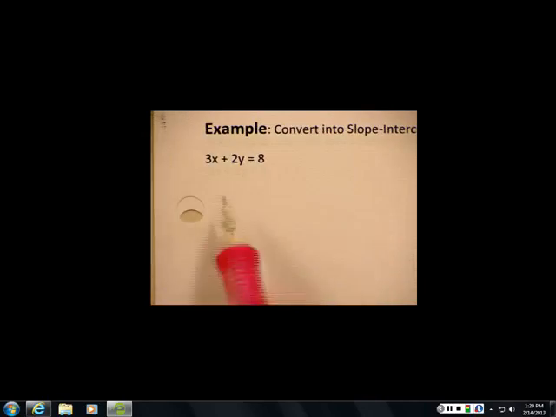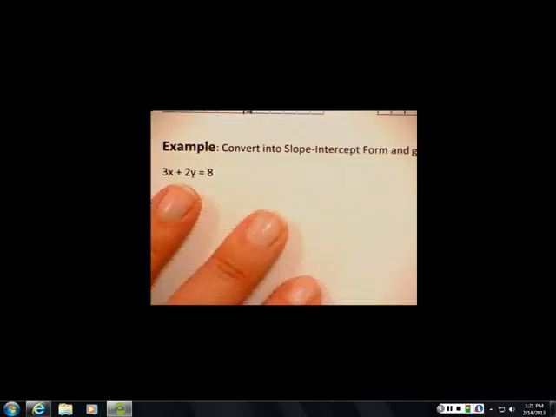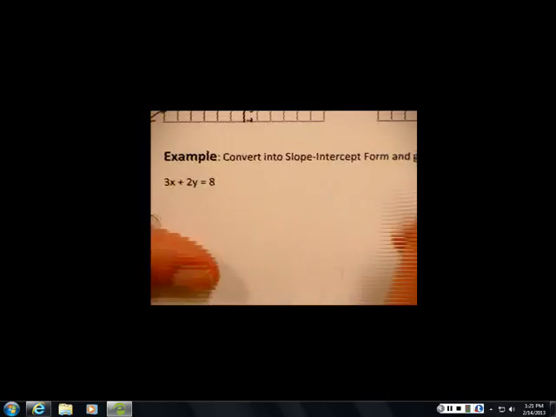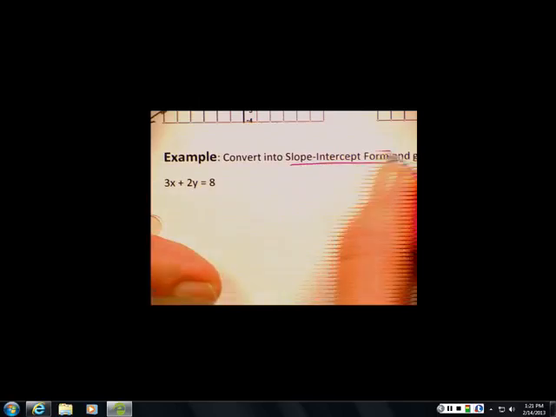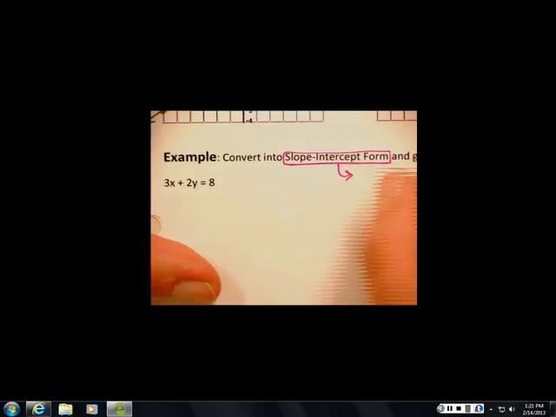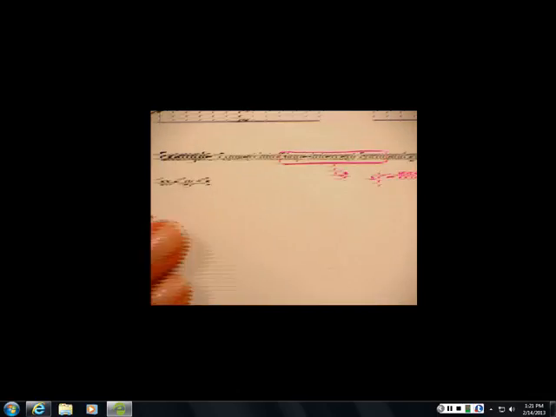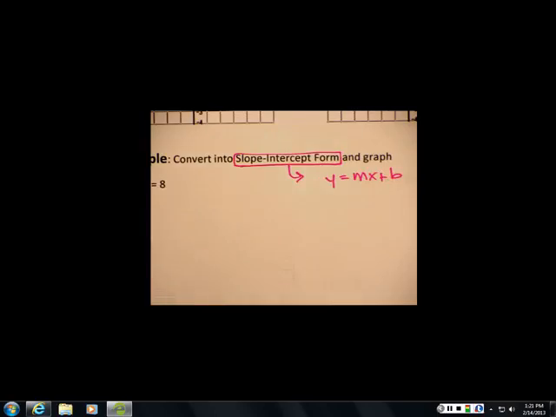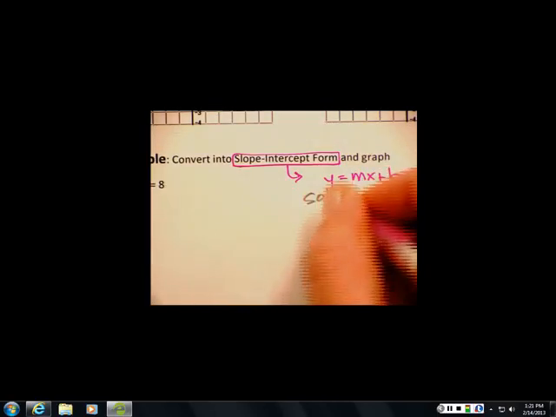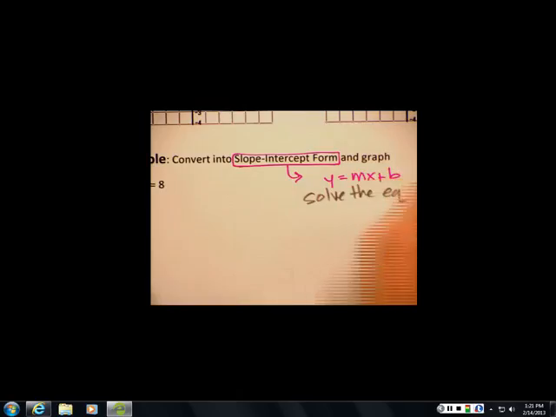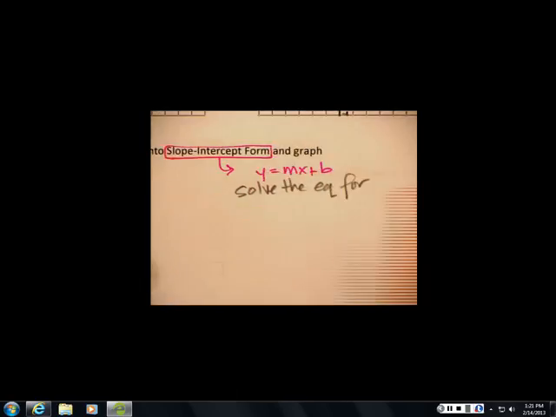I want you to graph this equation, but there's a problem. This is not in the correct form, is it? So what we're going to have to do here, if you look at the directions, it says convert into slope-intercept form and then graph. Well, slope-intercept form, remember, that's y equals mx plus b. So what I really need to do is solve the equation for y.